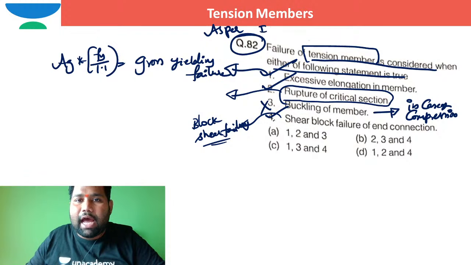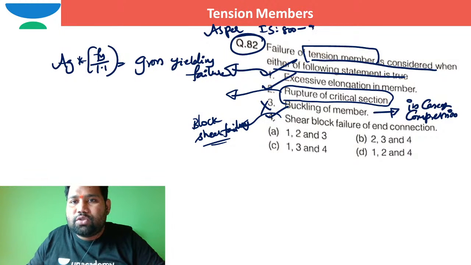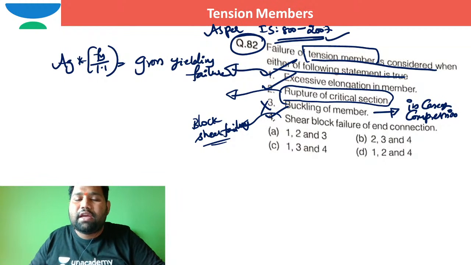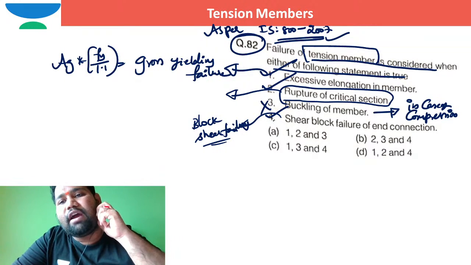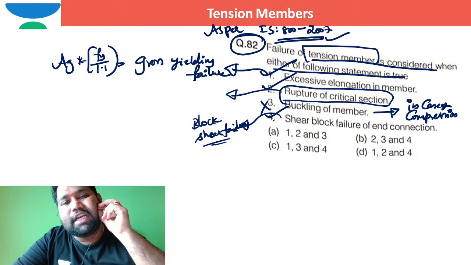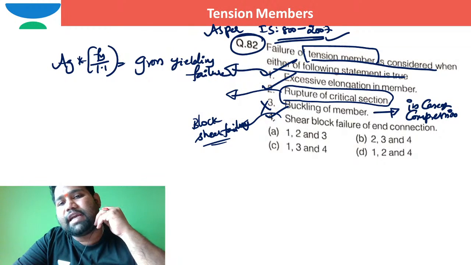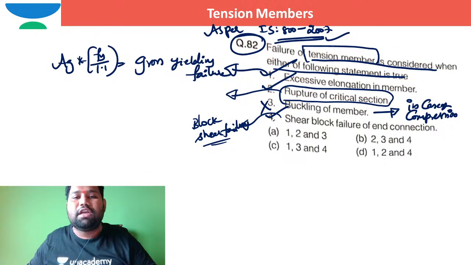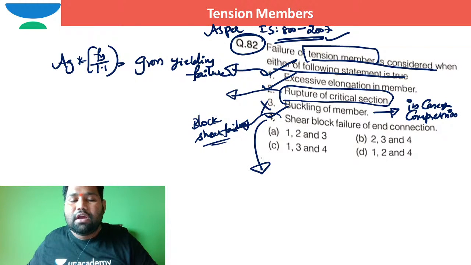As per IS 800:2007, a tension member fails when there is excessive elongation in the member, which we call gross yielding failure. It also fails in rupture at the critical section, and because of block shear failure. This block shear failure will come into the picture.